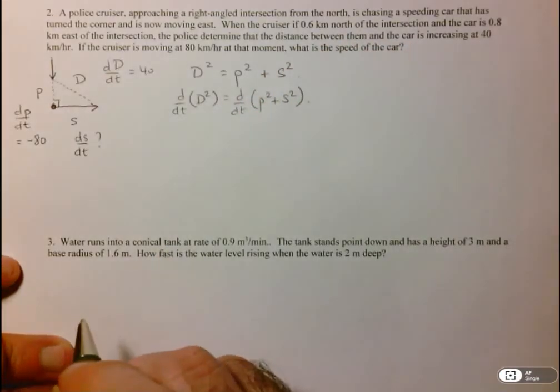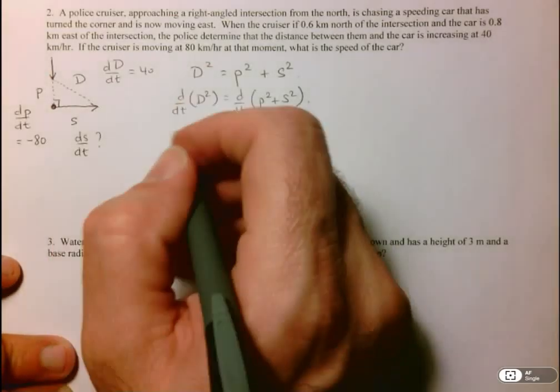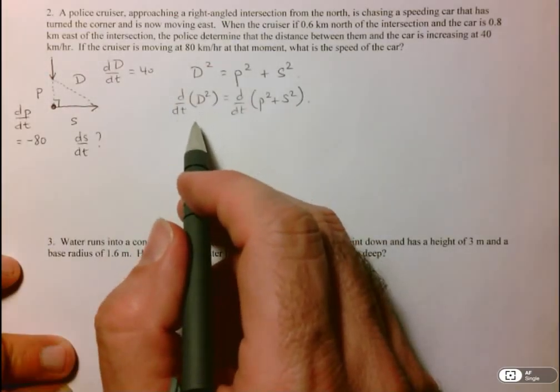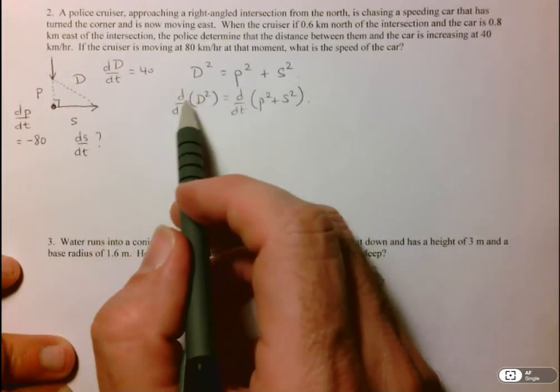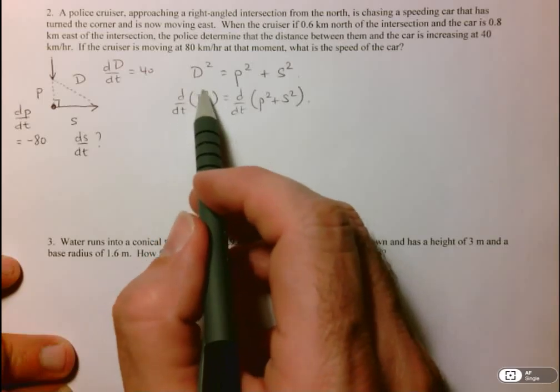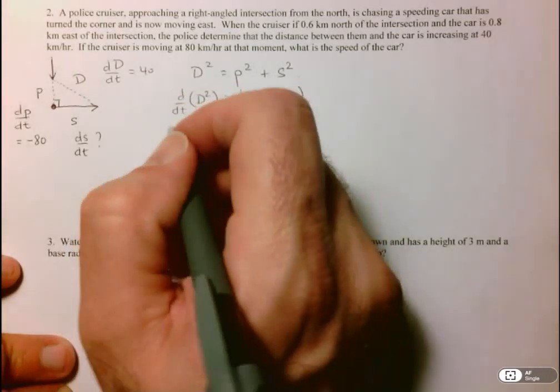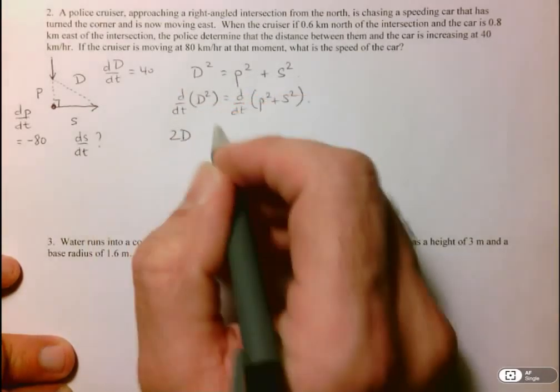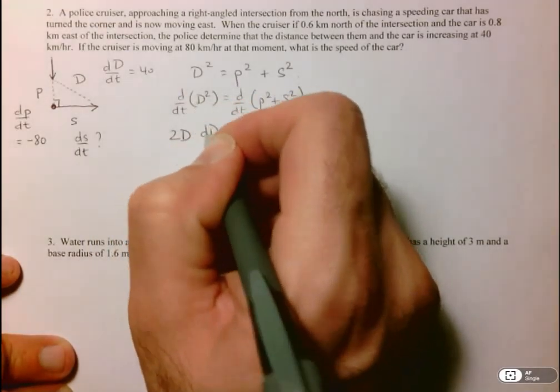Okay, and now I'm going to apply the chain rule to solve this. So again, I'm not going to write it all out like I did in the previous example, but here, if I'm taking the derivative of d squared with respect to t, first I take the derivative of d squared with respect to capital D, so 2d, and then the derivative of d with respect to t.